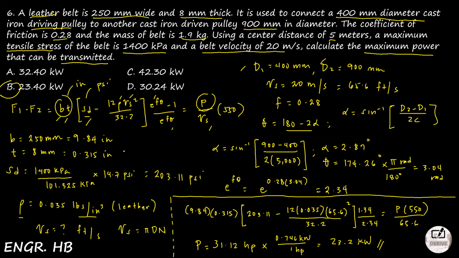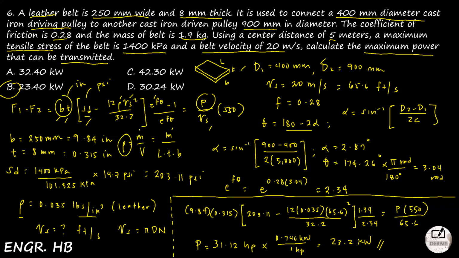Pero pwede rin natin gamitin yung density is equal to mass over volume. Kaya may given na 1.9 kilograms kanina dyan. And of course, meron din namang volume na pwedeng gamitin. Yung length niya ng belt times the belt thickness and the belt width. So parang kinuha mo lang yung rectangular ano niya, yung volume. Ayan. So thickness mo yan, ito yung width mo, ito yung length mo. So of course, mass over volume will do on the density.